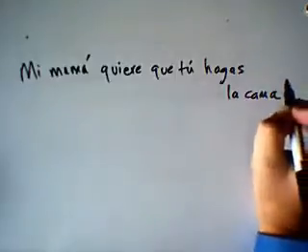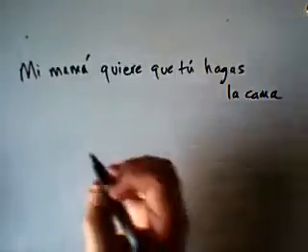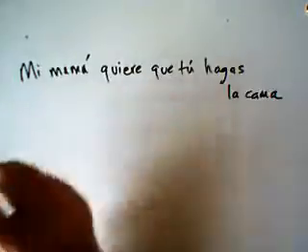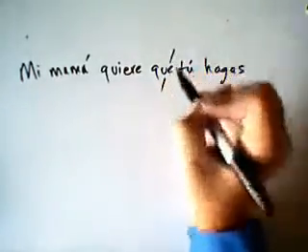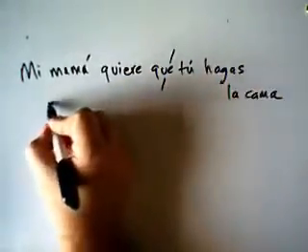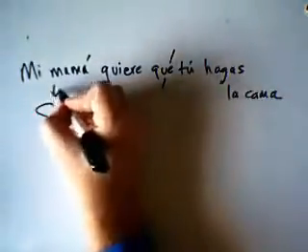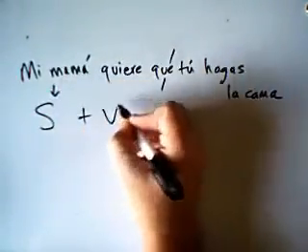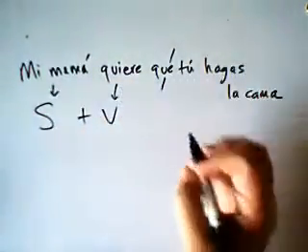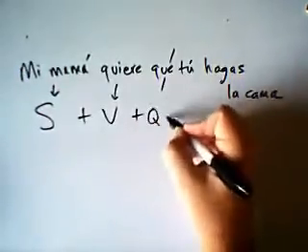Let's get a little bit long here. What we have here is a complex sentence that has two clauses divided by the word que. We have one subject, which is mi mamá. Then we have a first verb, which in this case is quiere. Then we have the word que.